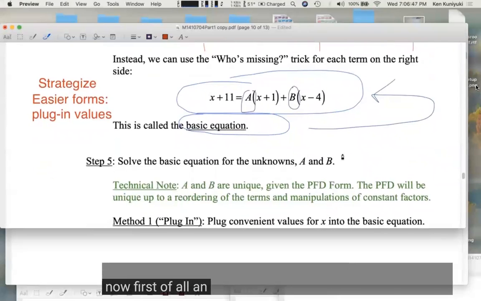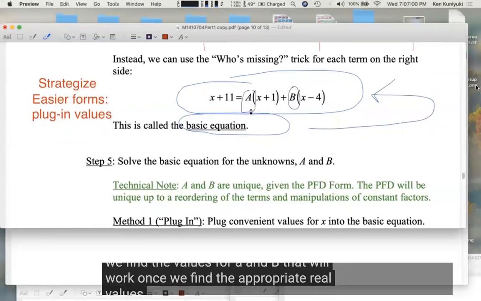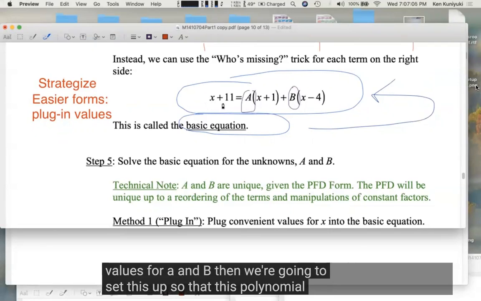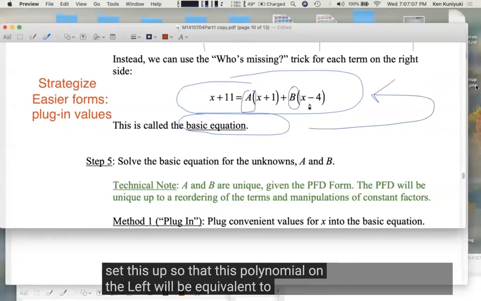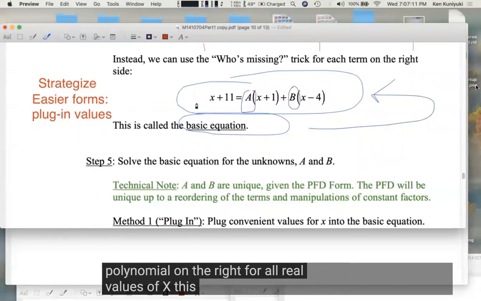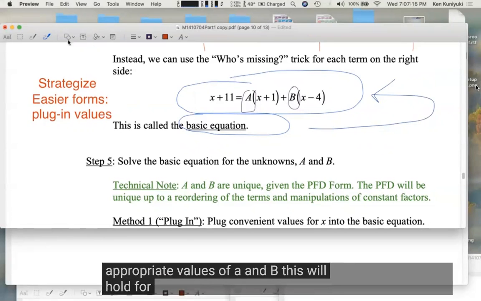Now, first of all, an observation. In this polynomial, this will be true once we find the values for A and B that will work. Once we find the appropriate real values for A and B, then we're going to set this up so that this polynomial on the left will be equivalent to the polynomial on the right for all real values of X. This will hold for the appropriate values of A and B. This will hold for all real values of X.